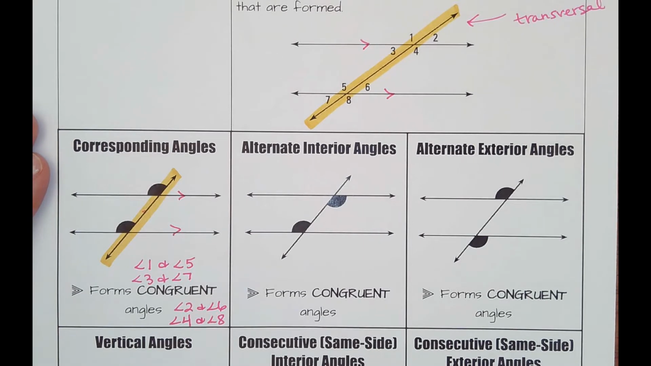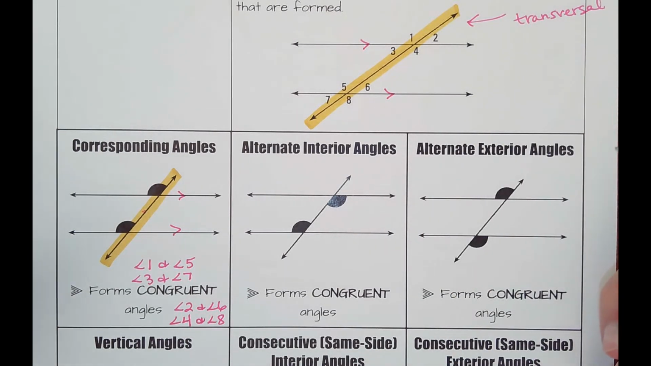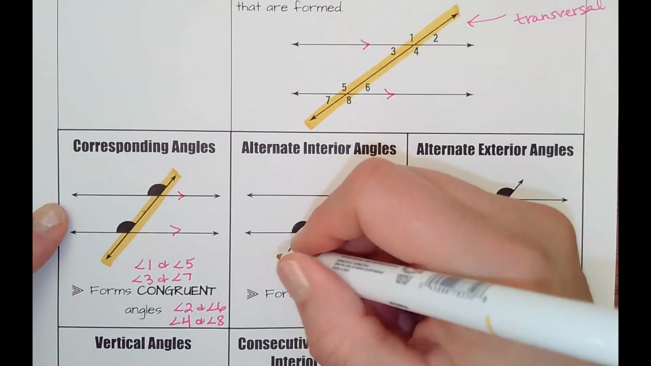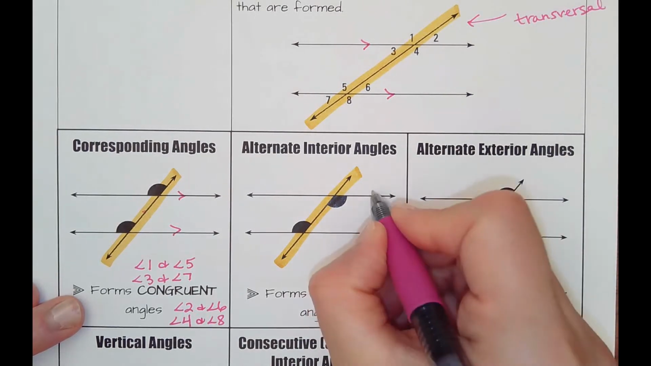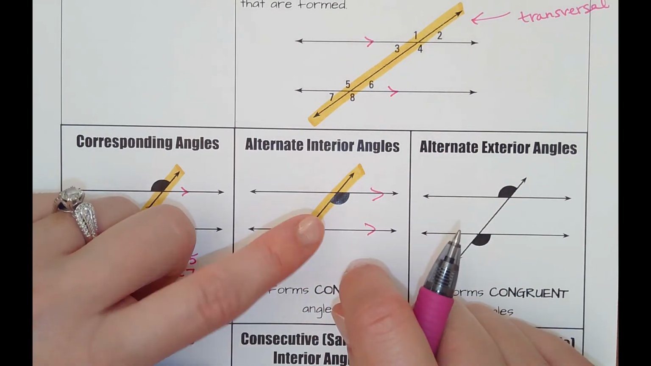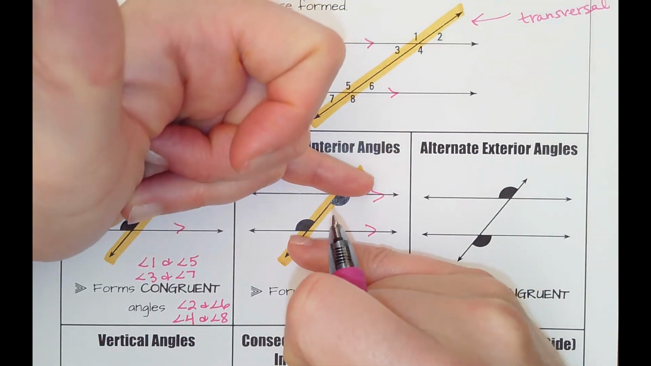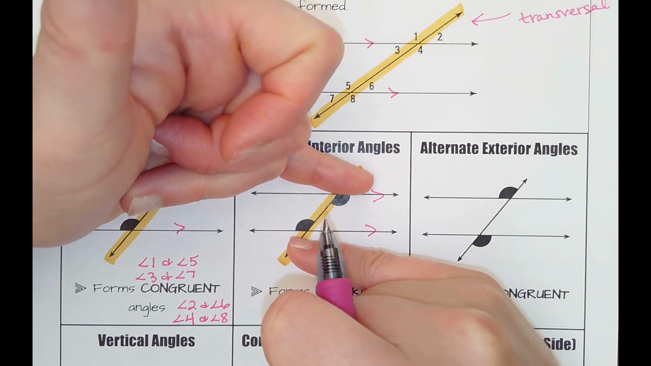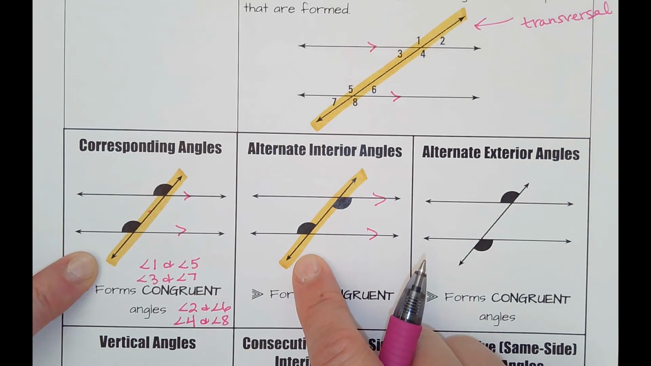The next relationship is called alternate interior angles. Those 2 words mean something. Alternate means on opposite sides of the transversal. Interior means on the inside of the parallel lines. So see how these angles are on opposite sides. One's on the left, one's on the right of our transversal, and they're on the inside of the parallels. They are congruent, and I guess I didn't say corresponding angles are always congruent as well.